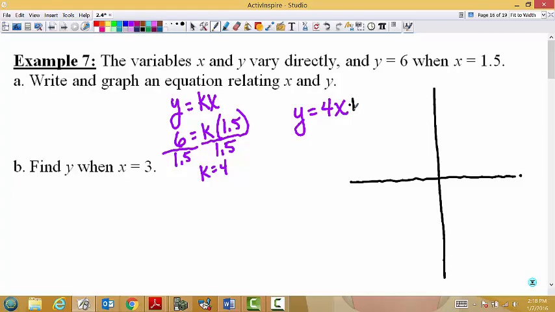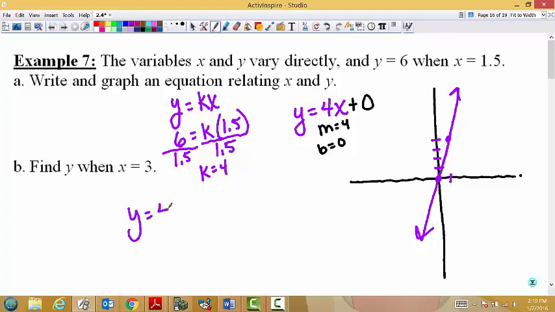So I'm going to graph this. It's 4x plus nothing, so m is 4, b is 0. So I'm going to begin at 0, and I'm going to go up 4 over 1. You could put another point if you wanted to. It's not necessary. And I'm good. Now it asks me to find y when x is 3. Well, my formula is y equals 4x, and I want x to be 3. So y is 12.